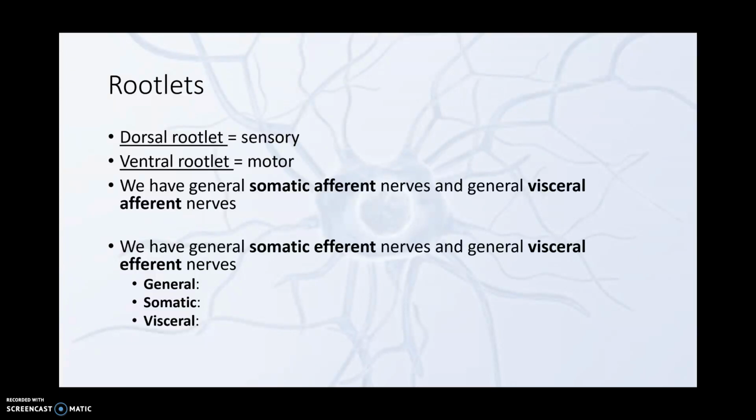General meaning distributed throughout the body. Somatic means going to or coming from skeletal muscle. And visceral means going to or coming from glands and organs.